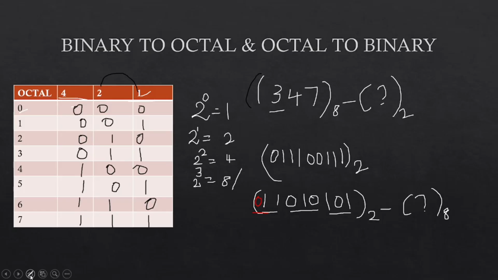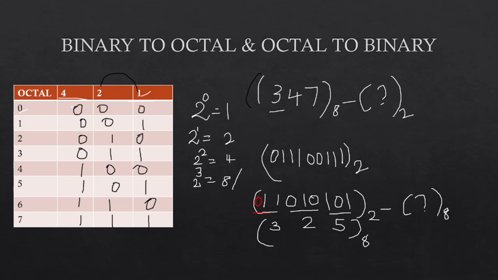Clear? Now, from the last, we take each group. 101 is nothing but 5. And here 010 is nothing but 2. And this 011 is nothing but 3. So the answer is 3, 2, 5 to the base 8. Clear now? This is very simple.